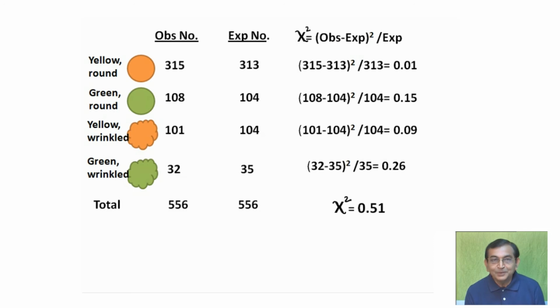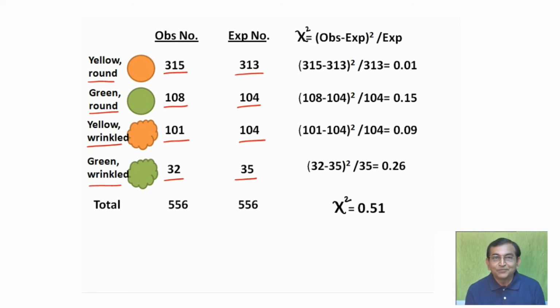Next, the observed number which he actually obtained in the experiment. For yellow round it was 315, green round 108, yellow wrinkled 101 and green wrinkled 32. So the total is 556, which can be compared with the expected numbers, that is 313, 104, 104 and 35, by Chi-Square test.